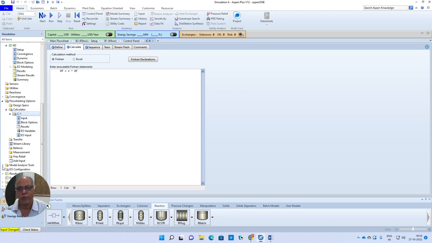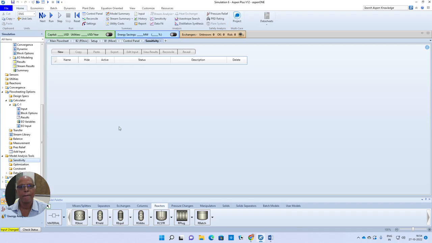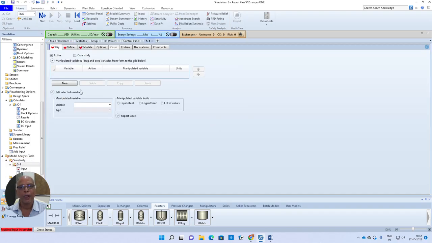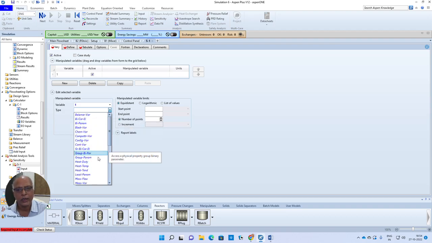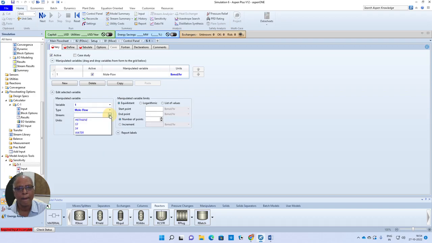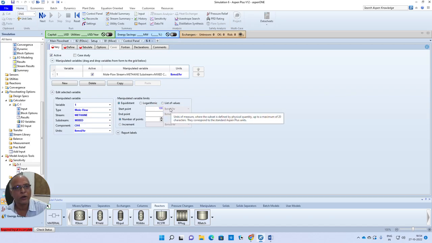Model analysis tools, expand this sensitivity. Now say new sensitivity loop 1, and what is that variable we are trying to vary? Say new. Varying the methane flow rate, it says mole flow in methane, component is methane. So we are trying to vary from 100 to 500. Let us say in steps of, you can take any convenient steps, though it is not mentioned. Let us say 50.